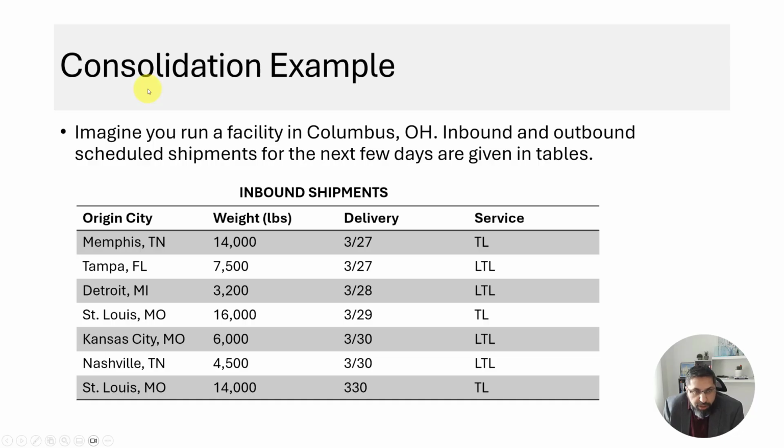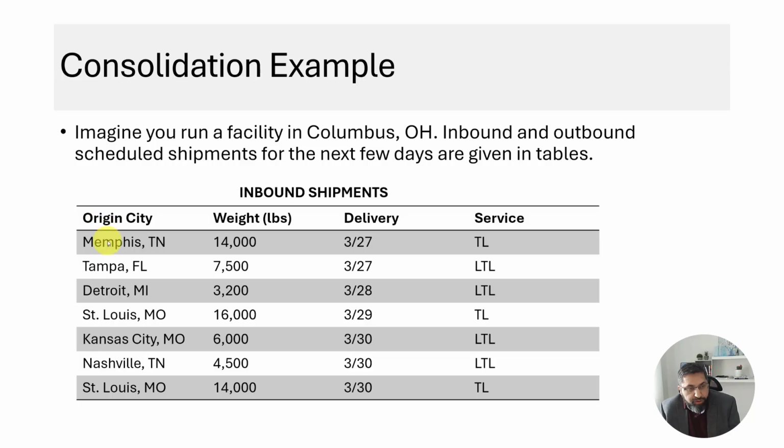So now I'm going to give you some data, and then together we're going to identify some opportunities for consolidation. So imagine we run a facility in Columbus, Ohio, and we are given some inbound and outbound shipment data for the next few days. So we are maybe sitting on March 25th or 26th, and we are looking at the inbound shipments over the next few days, March 27th, 28th, 29th, and 30th.